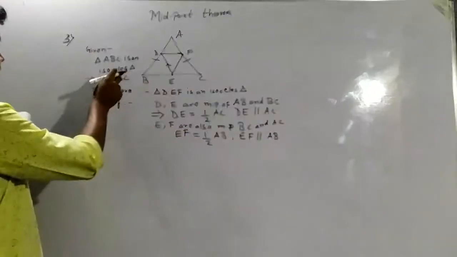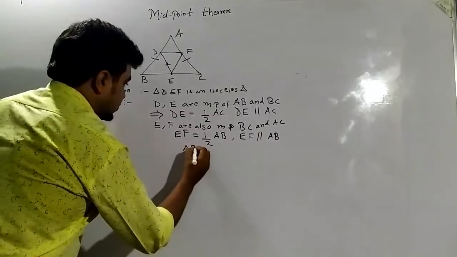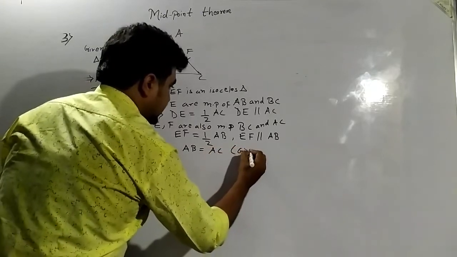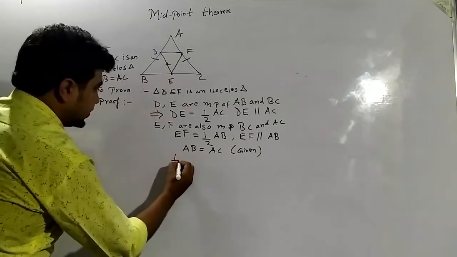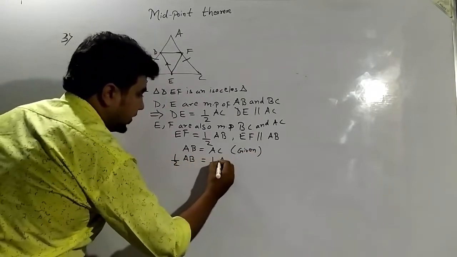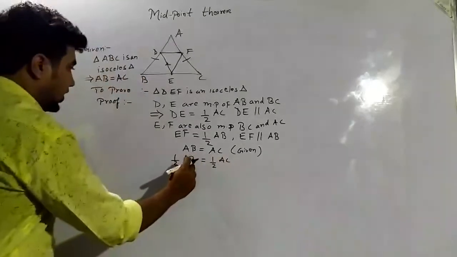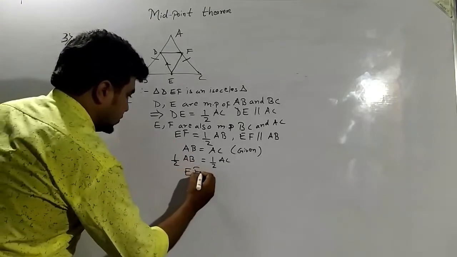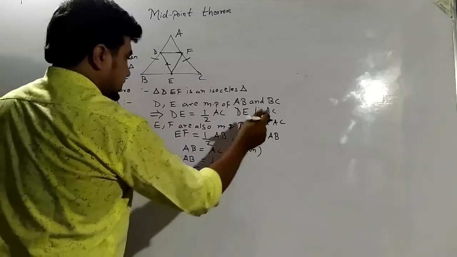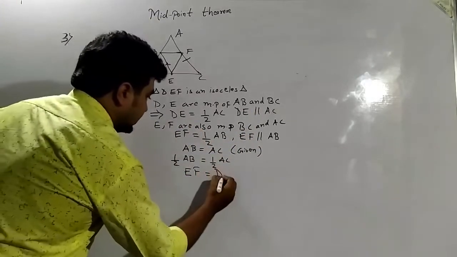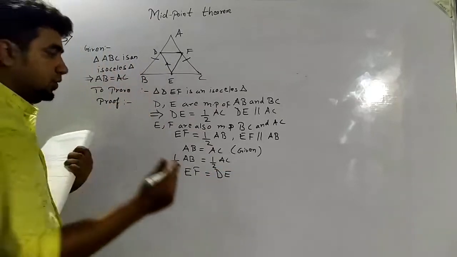Now from here, since it is given that AB is equal to AC, this is given, that implies I can write, I will be multiplying both sides by half. Half AB will be equal to half AC also. I am multiplying both the sides by half. Now half AB I can write as EF, and half AC I can write as DE. So I am getting that these two sides are also equal.